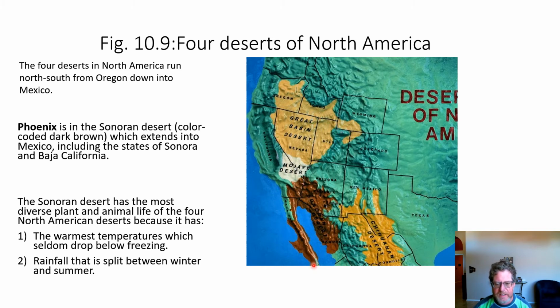The Sonoran Desert has the most abundant plant life and the most abundant animal life of the 4 deserts. 2 reasons. It seldom drops below freezing, and so plants don't have to survive freezing temperatures for long. And the second reason is it gets rain in the summer and winter. So it's still less than 10 inches of rainfall, but we get our summer monsoons and our winter storms coming from the Pacific coast. The Chihuahuan Desert is not as warm because it's at a higher elevation, and it's mostly in Mexico, but it goes into New Mexico, a little bit into Texas as well.